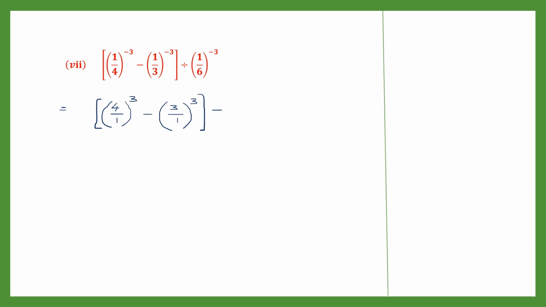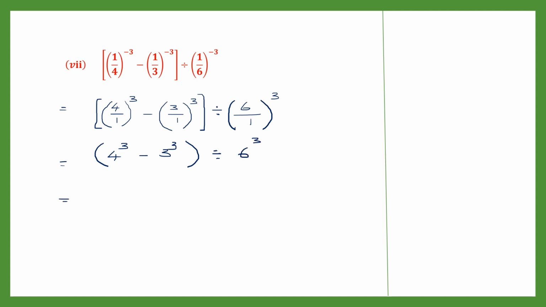Then as we continue division, 1 by 6 is a fraction which is raised to a negative power. So 1 by 6 will now become 6 by 1, and the power will now become positive. So minus 3 will now become 3. So now 4 to the power of 3 by 1 will simply be 4 to the power of 3, minus 3 to the power of 3, because 1 by 1, even if you raise it to the power of 3, it's still 1. So 4 to the power of 3 minus 3 to the power of 3, divided by, here also, instead of 6 by 1, we can simply say 6 raised to the power of 3.